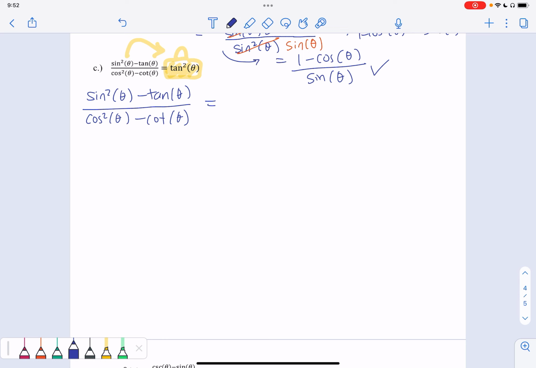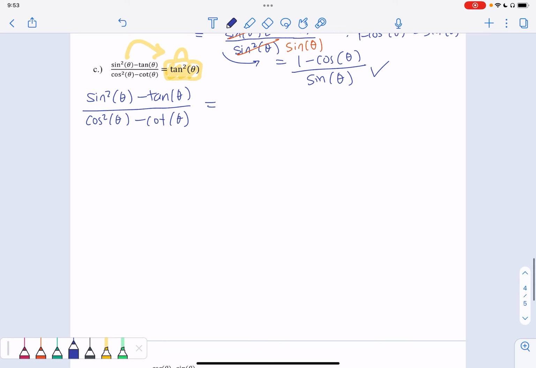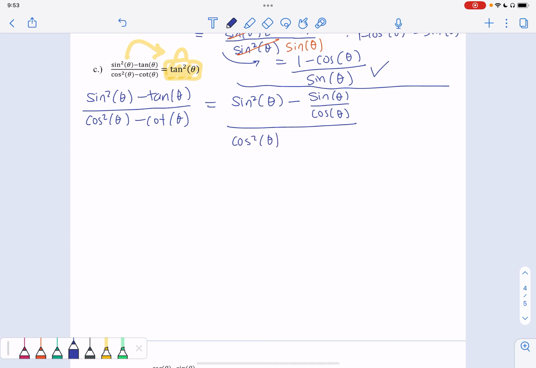Okay, so how are we going to get to just tan squared theta? Well, the technique that I rely on the most is writing everything in terms of sine and cosine and seeing if that gets me anywhere. So let's try that. This is going to be sine squared theta minus, okay, tan theta. That's sine of theta over cosine theta, all over cosine squared theta. Okay, that's already a cosine. And cotan is going to be cosine of theta all over sine of theta.